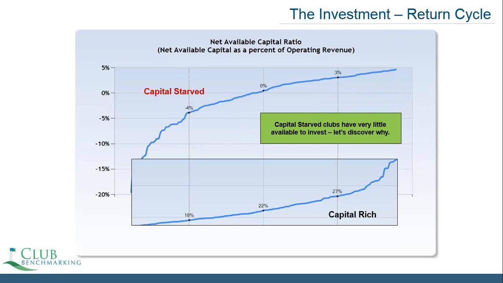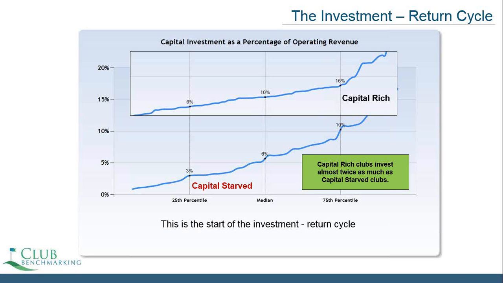When we peer in, all we did was blow up that lower quartile and upper quartile. We find that the capital starved clubs, half of them actually used all their capital to patch up operations and had nothing left. They actually burned cash after that. Basically, in the middle, that's a 0% cap. They have no capital to invest. And the capital rich clubs have 20% of their revenue to invest back in the club. So capital starved clubs, by definition, have very little to invest back in themselves.